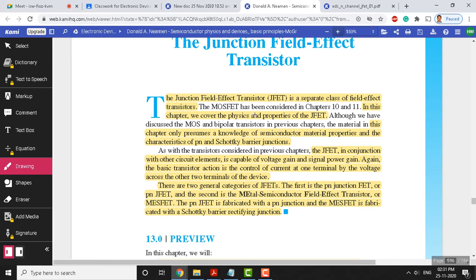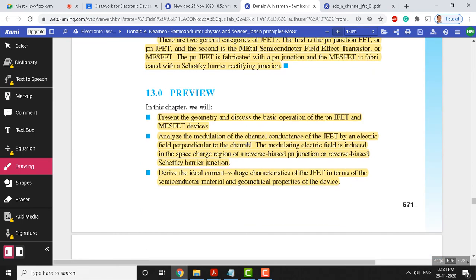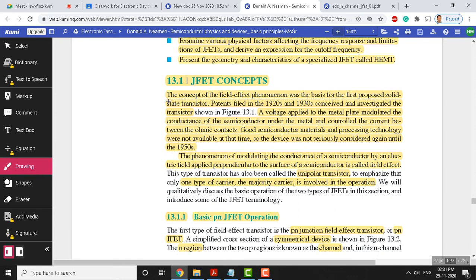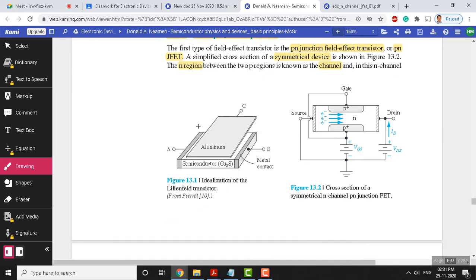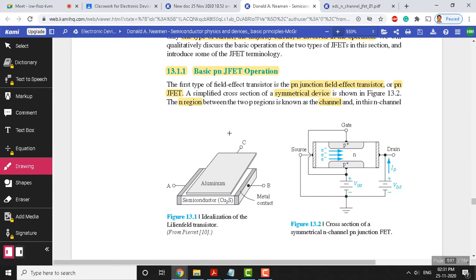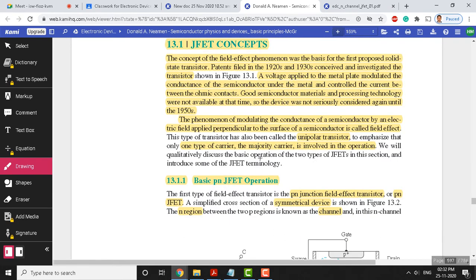JFET is a separate class. It is already shown and discussed, and I don't want to spend time on that. JFET concepts, if you look at it, it was first proposed as a solid state transistor, for which the patent was filed in the 1920s and 1930s, and which is shown in figure 13.1. This is the patent by the person called Lilienfeld, in the year 1920 and 1930. Two different persons submitted patents for the same device.